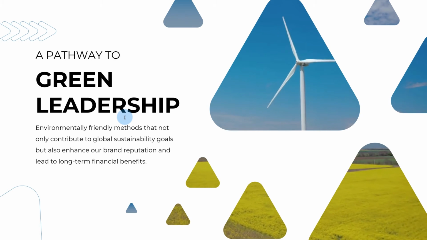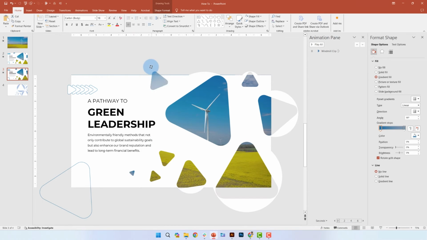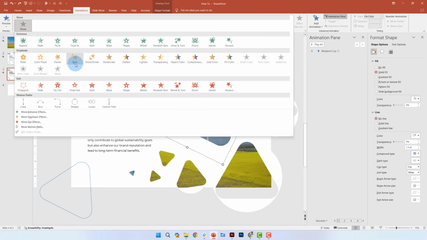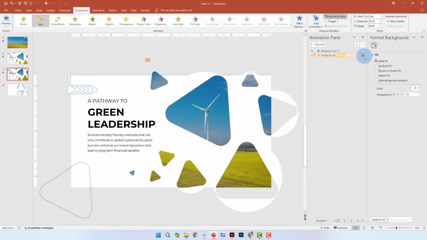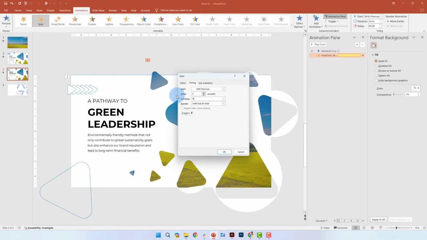So now let's add some animation. First, I'm going to randomly change the rotation of these shapes, so you can do whatever you think looks best. Then, with the first circle selected, give it a spin animation. In the animation pane, select Start with Previous so that it begins when the slide is started. In Effect Options, make sure 360 degrees clockwise is selected, and we're going to change the timing so it's a little slower. And make sure to select Repeat until next click so the animation continues.